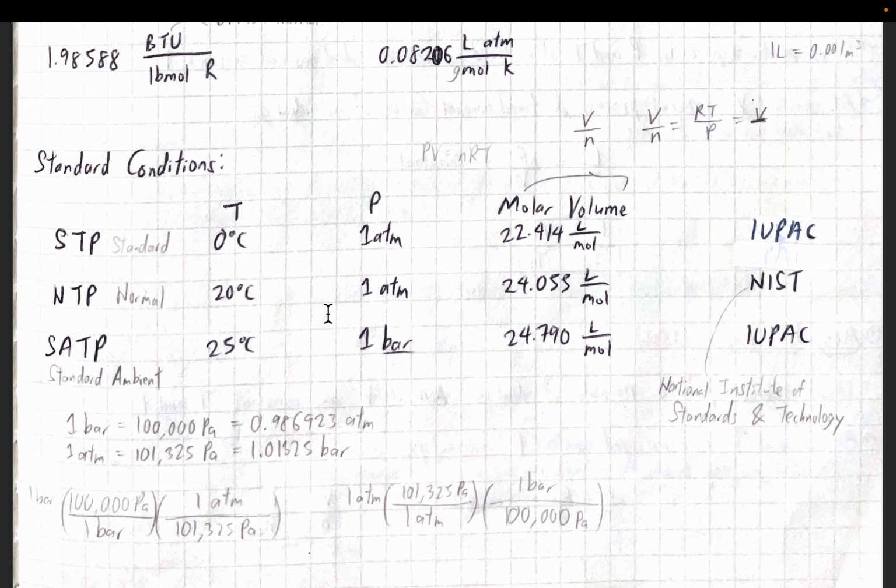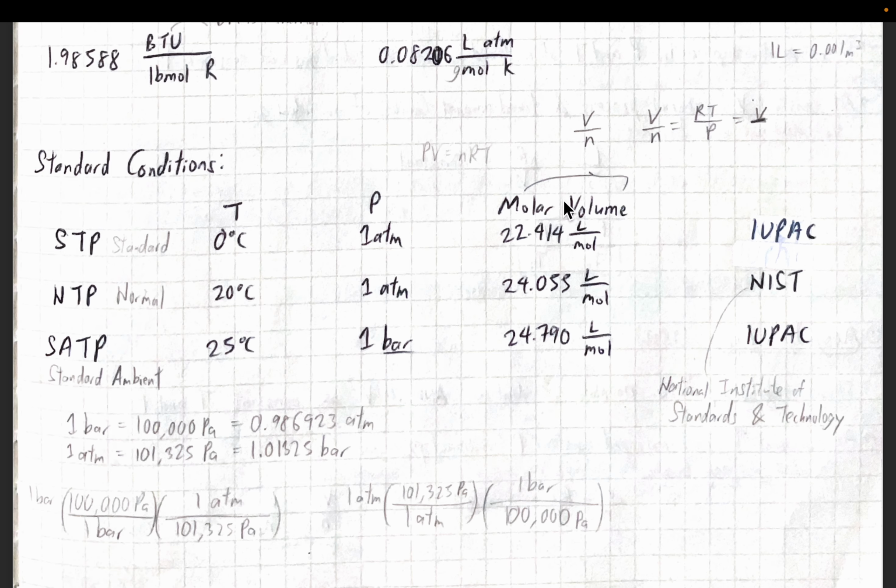Okay, so standard conditions, we have STP, NTP, and SATP. So for standard, the temperature is 0 degrees Celsius, pressure is 1 atmosphere. Actually, for the corresponding molar volumes, you can calculate them.